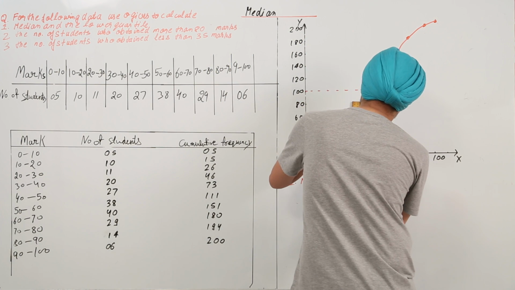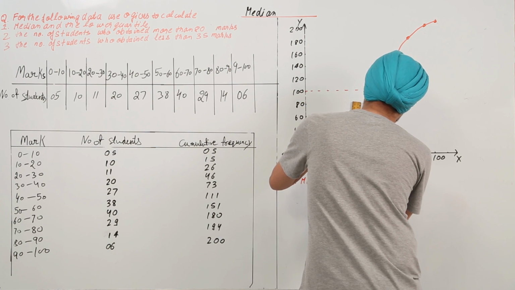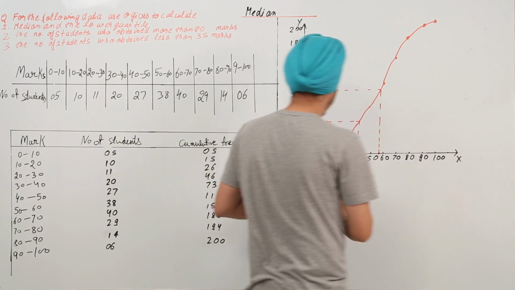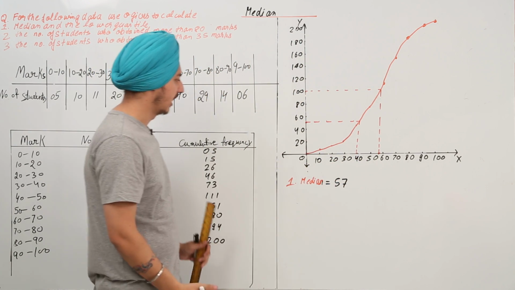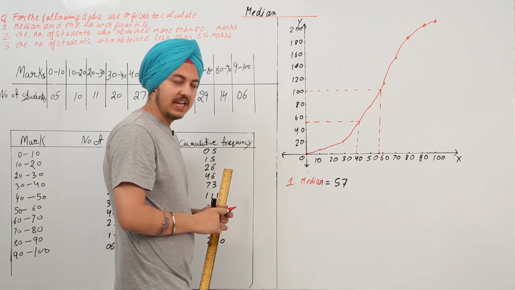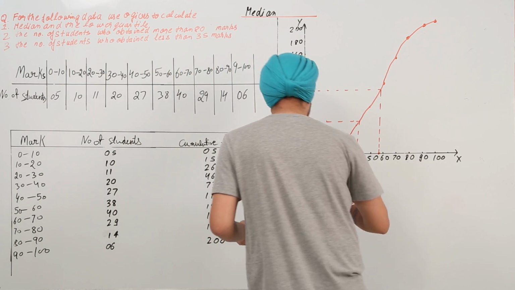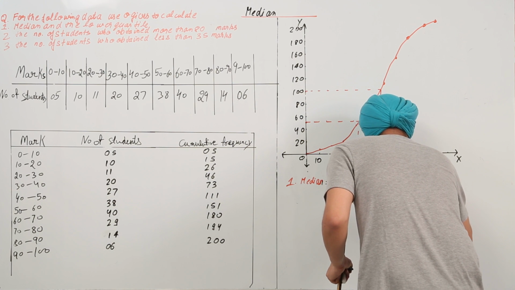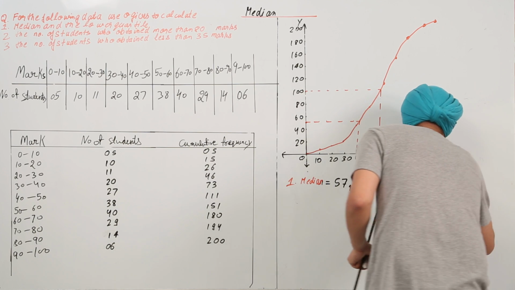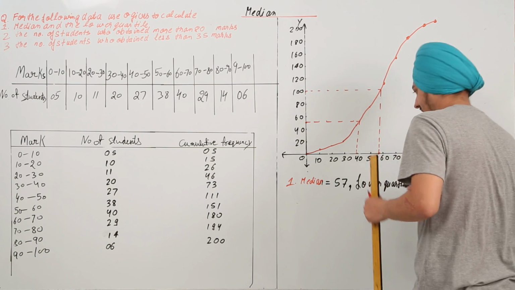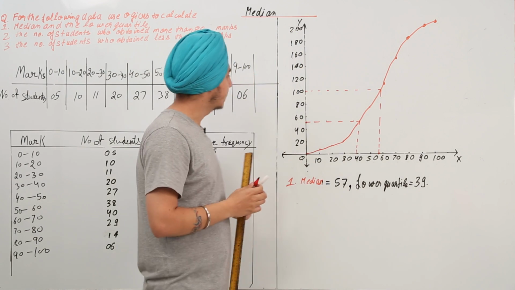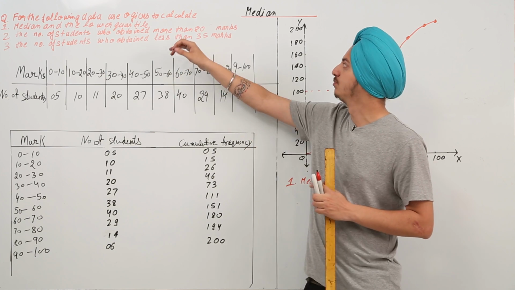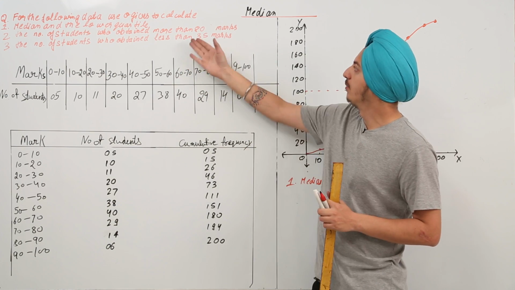So the abscissa corresponding to this is almost 40, or let's say 39. So the lower quartile is 39. Lower quartile is equal to 39. Okay, now the next part says find the number of students who obtained marks more than 80, or more than 80 marks.